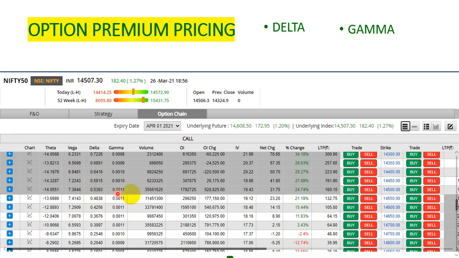So 14,500 gives 0.53 rupees gain for every 1 rupee. The other one is giving only 30 paise. Now the market moved by another 200 points. Now this person who was giving 30 paise, how much does he have to give now? 50 paise.